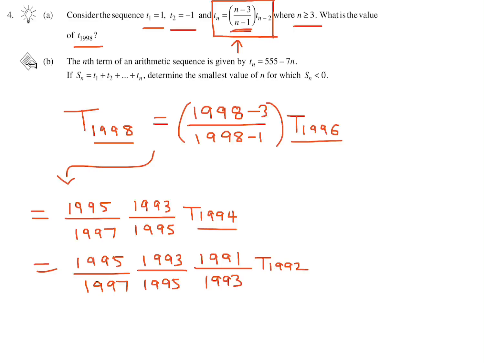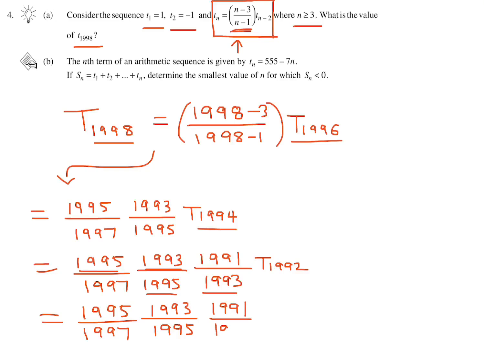I see something happening. I see that there's 1995 here and here, 1993 here, 1993 there, and therefore you can most likely see a pattern. Well, let's just do one more, just in case it's not perfectly clear. So we've got these terms here so far, and we'll do one more. 1992, n minus 3 would make it 1989, and n minus 1 would make it 1991, and t to the 1990.